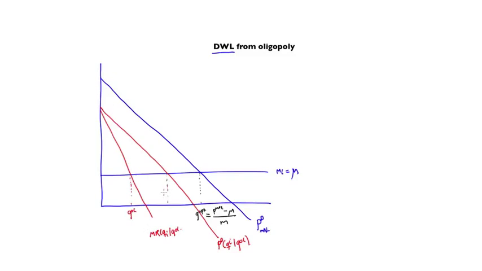That leads to a total output in the market. So let me improve the writing here. 2QOL is total output in the market, and that leads to this equilibrium price that I'm going to denote by P oligopoly.